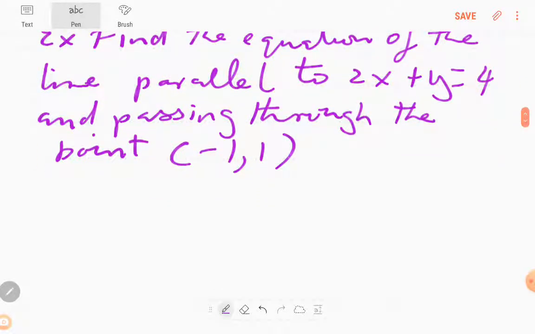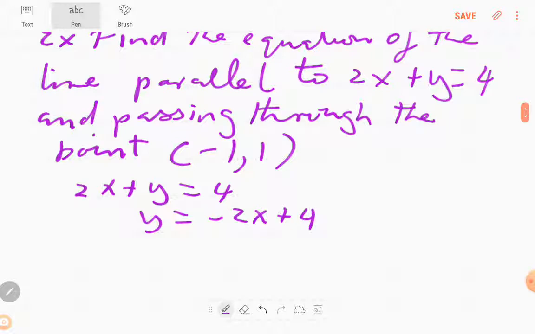So here we'll take this equation and solve for y. Subtracting 2x from both sides, we get y equals minus 2x plus 4. So the slope from this line, m, would equal minus 2. We call that m1. Now the slope of our second line that we wish to be parallel must also be negative 2.